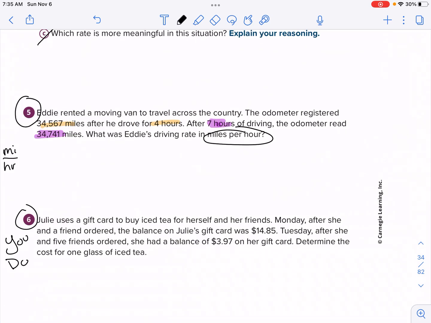Okay, miles per hour. Right, so that's more kind of common here. We know that miles is going to be y, hours is going to be x. Always x comma y, so we're going to put hours before miles, at least as an ordered pair. So the first one is 4 hours, 34,567. And the next one in purple, 7 hours, 34,741. I know those numbers are big, but they're actually not too far from each other if we set it up.